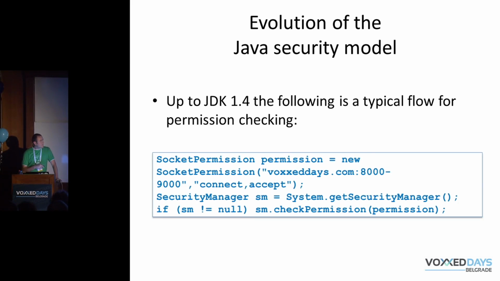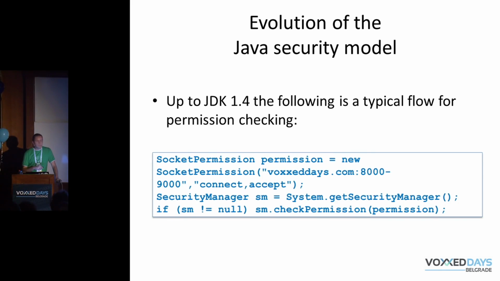Second of all, we also have one or more particular actions that apply to that permission. In this example, the two actions that I have are connect and accept. This means that any source code loaded from voxdays.com from ports 8000 to 9000 can connect and can accept connections, basically. So this means that I have a socket permission that will check whether the current source code that is being executed can actually connect or accept to anything from this location here.